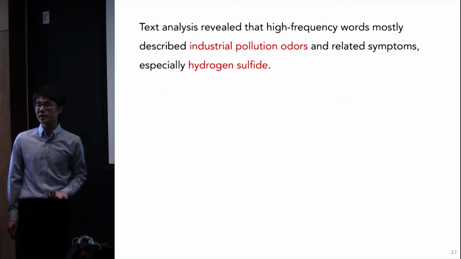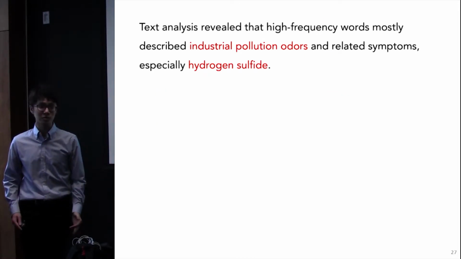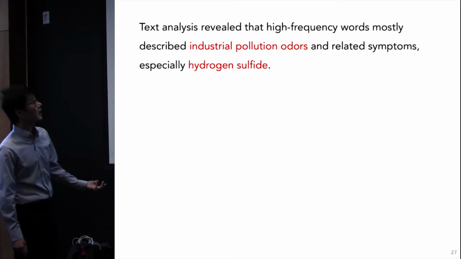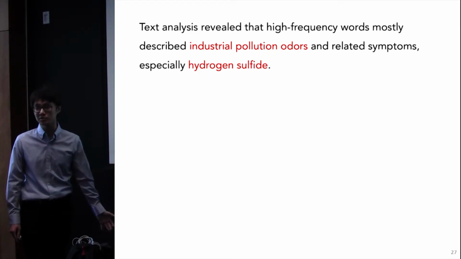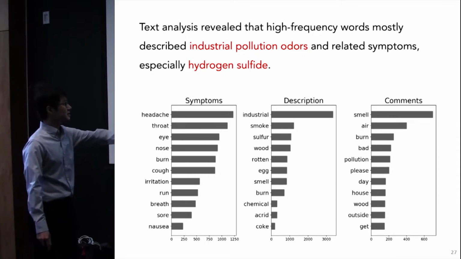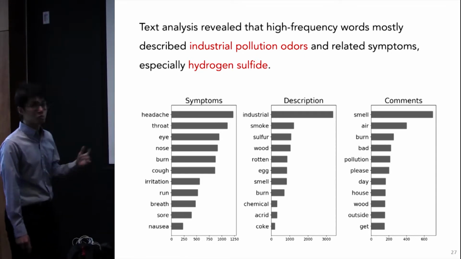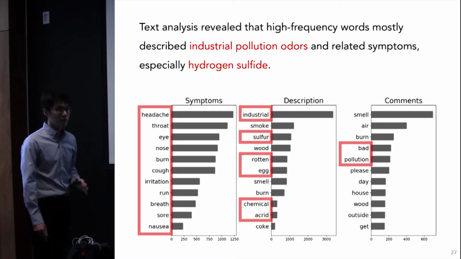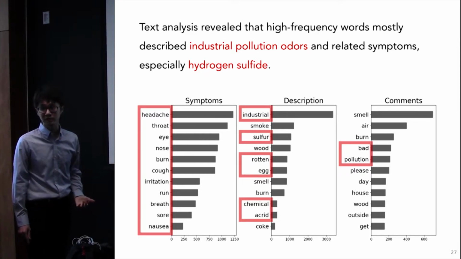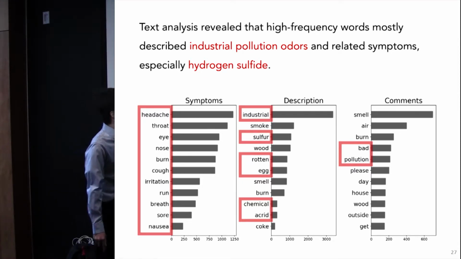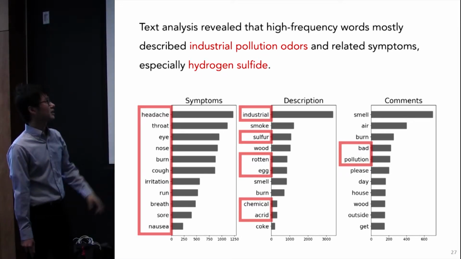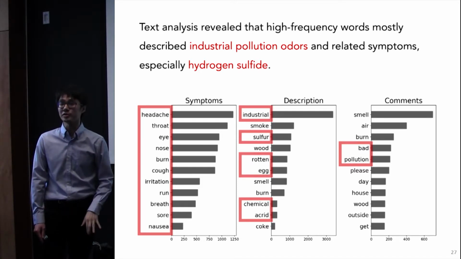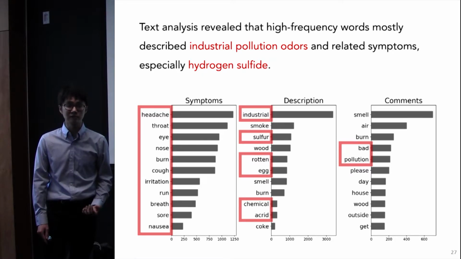I also did a text analysis of all the data that people submitted in the smell reports. The result shows that these data are highly related to industrial pollution, especially hydrogen sulfide. If you look at this, that's the symptoms, that's the description and comment. The red parts that I marked here are related to hydrogen sulfide. For example, these symptoms are related to long-term exposure to hydrogen sulfide. And in the description here, you can see the rotten egg smell. That's actually hydrogen sulfide, and also sulfur and industrial. So this idea inspires me to further investigate the effects of hydrogen sulfide on the communities.